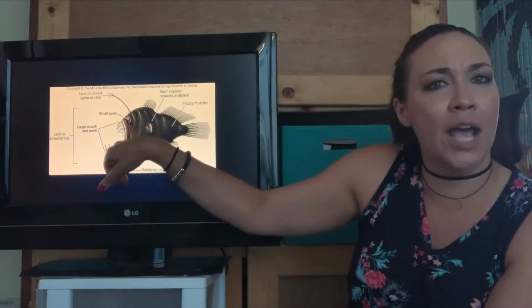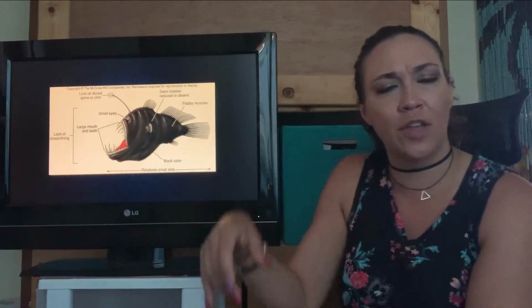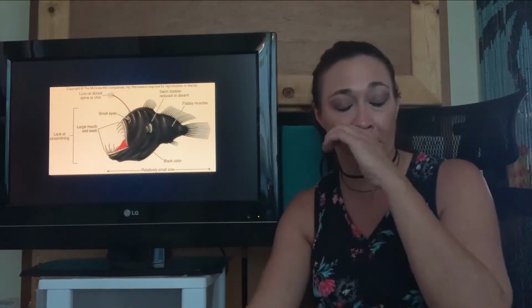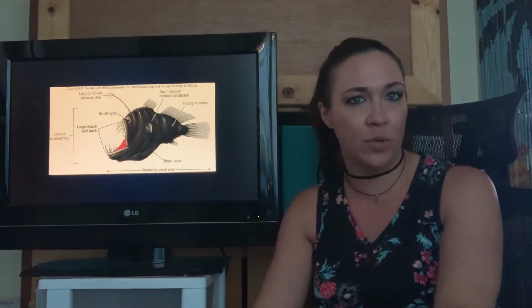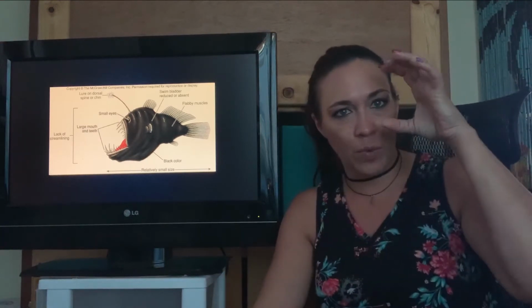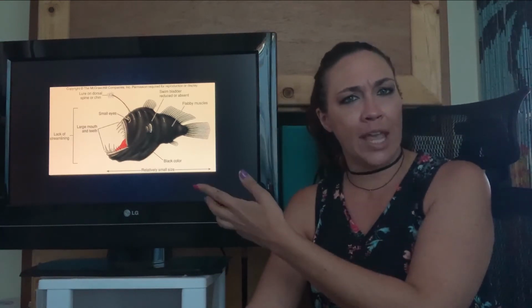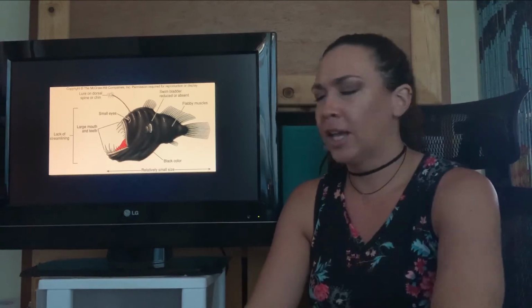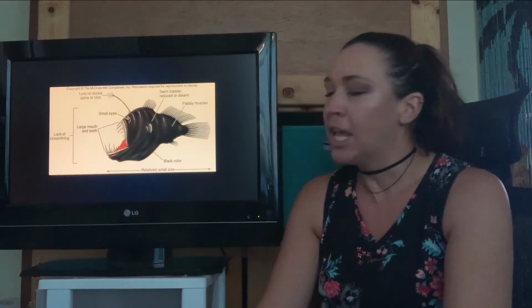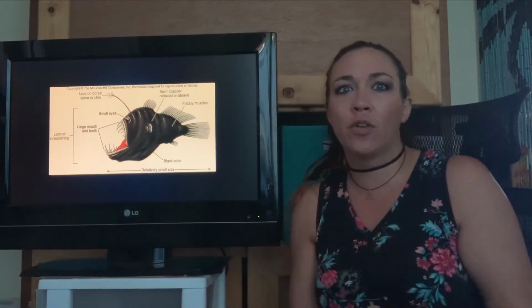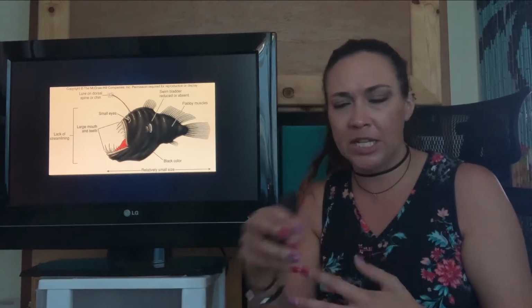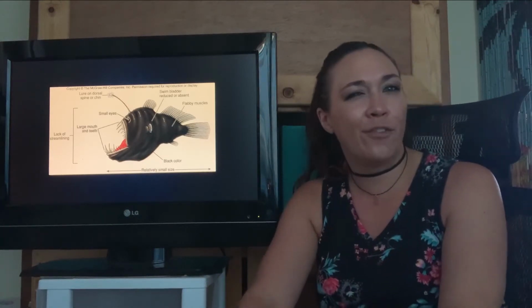Notice how small the eyes are compared to the hatchetfish and the dragonfish, or sorry, the dragonfish and the viperfish that we just looked at, and even the lanternfish. They had relatively large eyes, but now we look at the anglerfish and they're very, very small compared to their counterparts. Still black in color, still very large jaw, very sharp teeth, but really flabby.